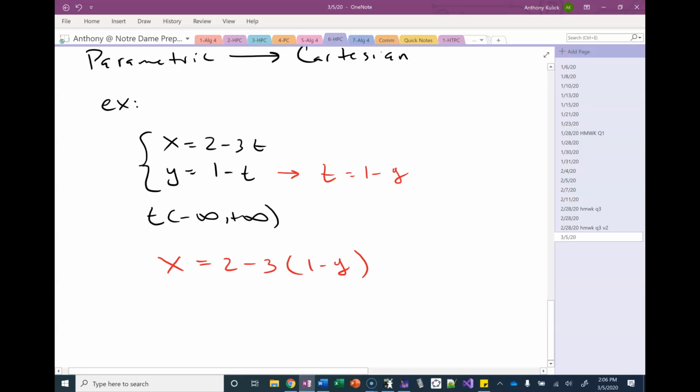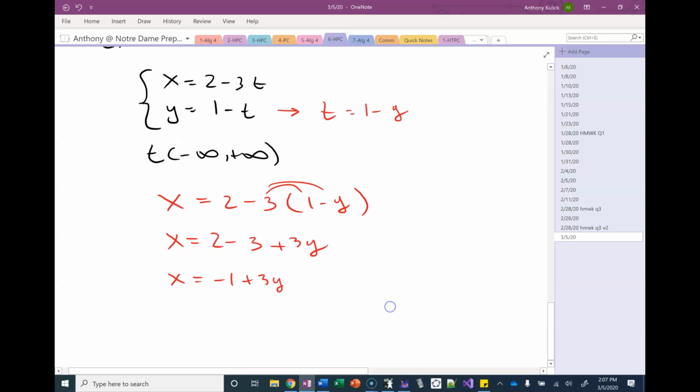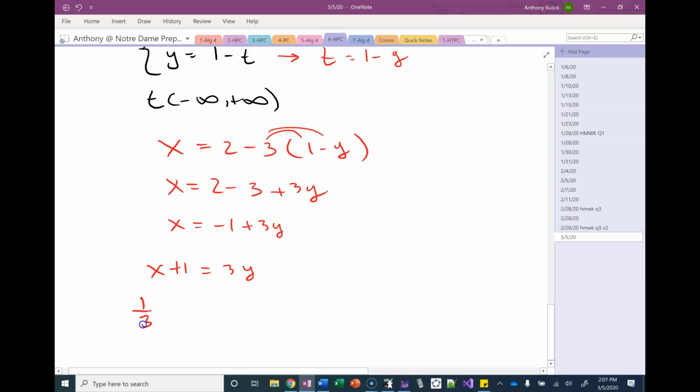Now, does this look like a Cartesian form equation? Not really, right? What does a Cartesian form equation usually start with? y equals, right? So let's rearrange this so that it has the y by itself. So we'll distribute that 3 through, and then combine some like terms here. I'll add that 1 over and then divide both sides by 3.